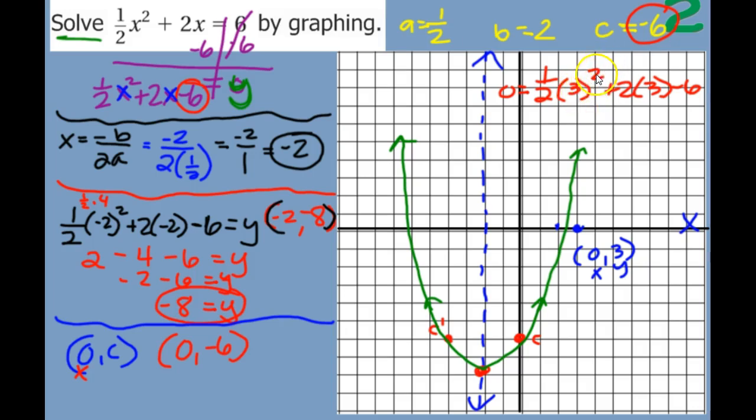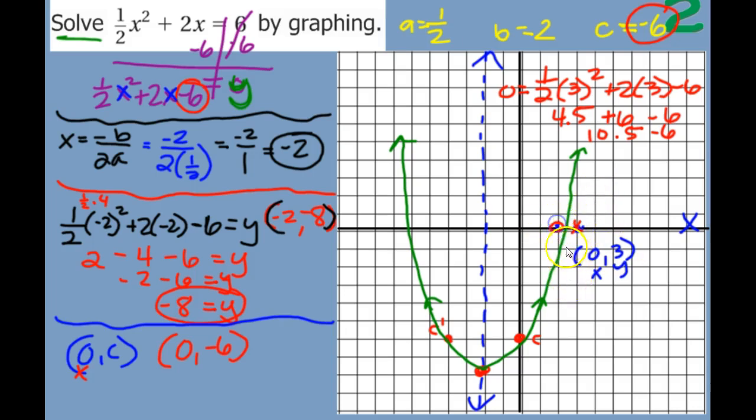Well, 3 squared is 9. Half of 9 is 4.5. 2 times 3 is 6. And then minus 6. 4.5 plus 6 is 10.5. 10.5 minus 6 is not going to get us to equal 0. So it's not going to cross there.